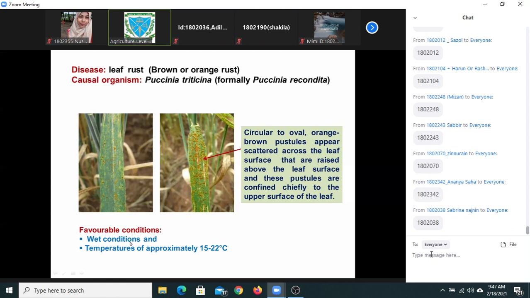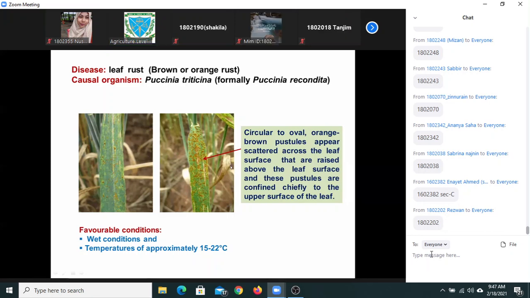So usually wet conditions, you see, wet conditions and temperature approximately 15 to 22 degrees centigrade. Wet conditions and moderate temperature help to infect the host plants by Puccinia triticina. Usually, you see, this is not striped. This is a circular to oval, orange-brown pustule. Leaf rust is also known as brown or orange rust. So stripe rust, we know, yellow rust also appears on the leaf. Leaf rust also you can notice on the leaf, but this is called brown or orange rust because the color is almost brown. You see here the pustules are brown in color.